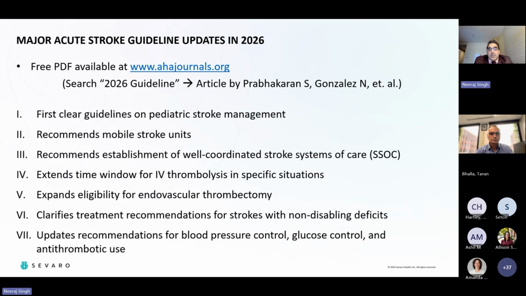So in other words, more patients under the current new guidelines can be candidates for the IV thrombolysis, TPA or TNK, as well as endovascular thrombectomy. Also, there's some clarification on whether and how to treat strokes if there are non-disabling deficits, or sometimes what we call minor strokes. And finally, there are updated recommendations on blood pressure control, glucose control, and whether to use other antithrombotic agents besides the TPA and TNK for thrombolytics. So we'll go over that in detail and address some questions related to those.